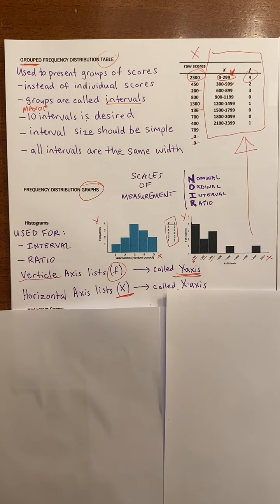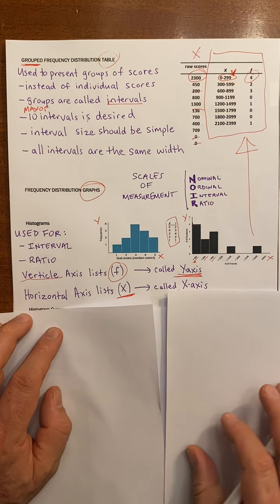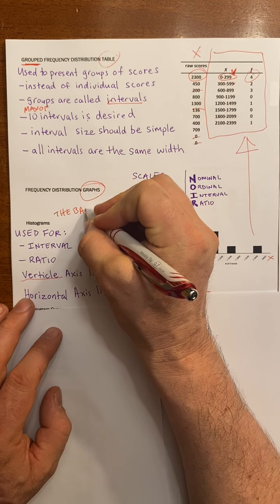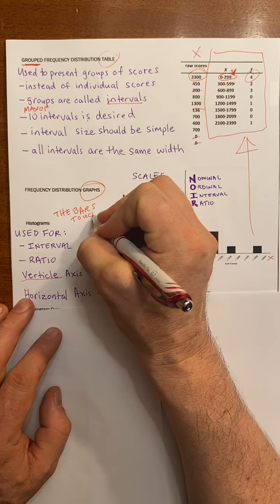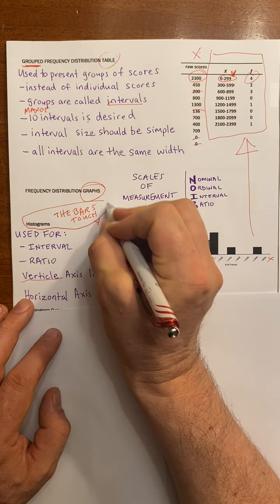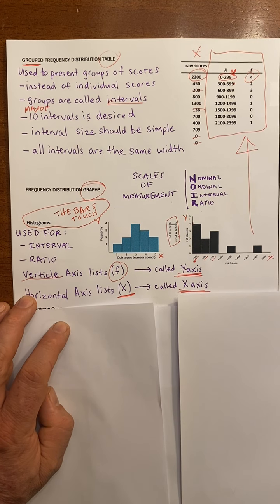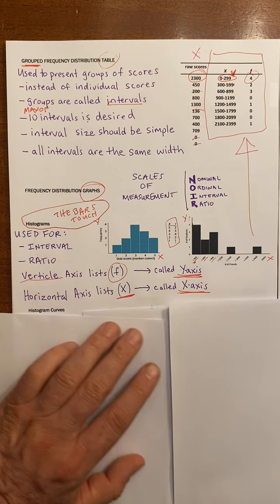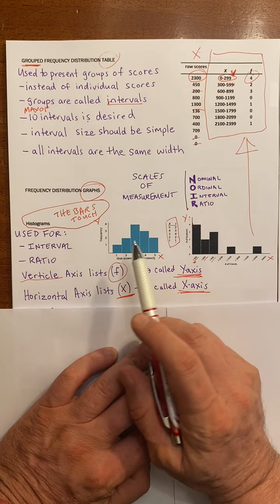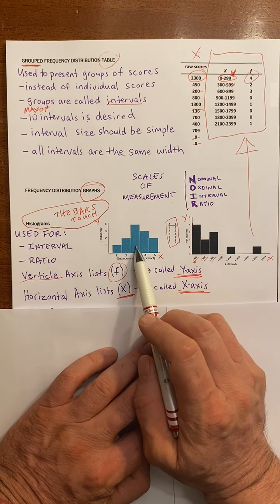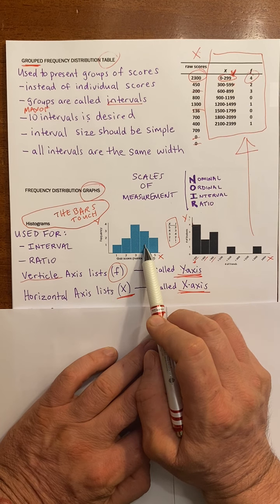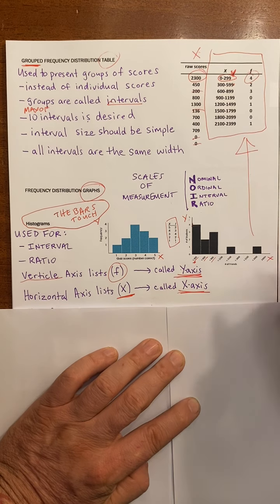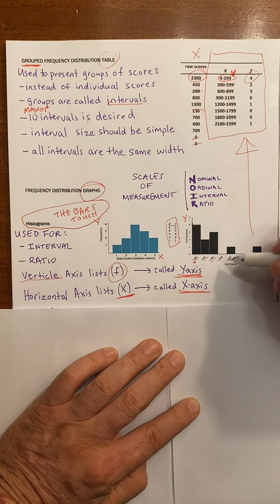One thing I need to point out about histograms that's really important is that the bars touch. Just something that you always want to keep an eye out for. When you're looking at graphs, you know that you're looking at a histogram if the bars are touching. This bar is touching that bar, and this one's touching that one. Same thing over here. They're not going to touch if there's no data between the bars.